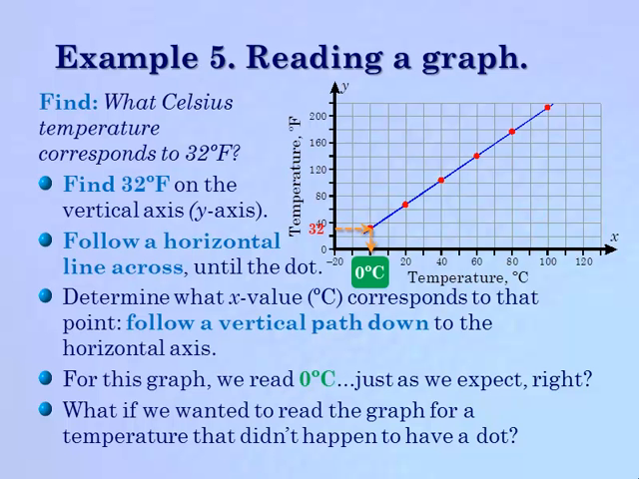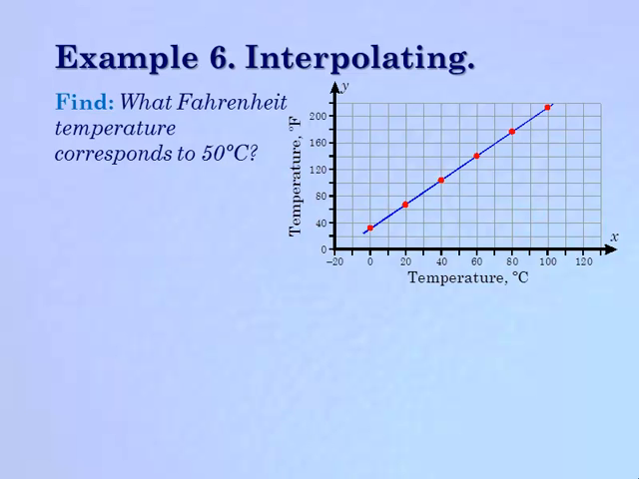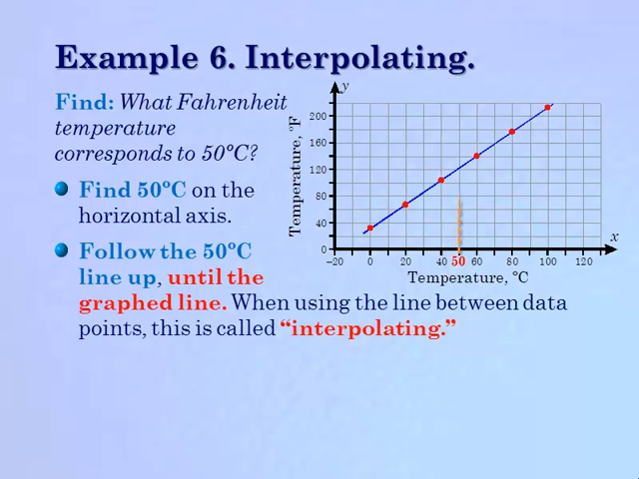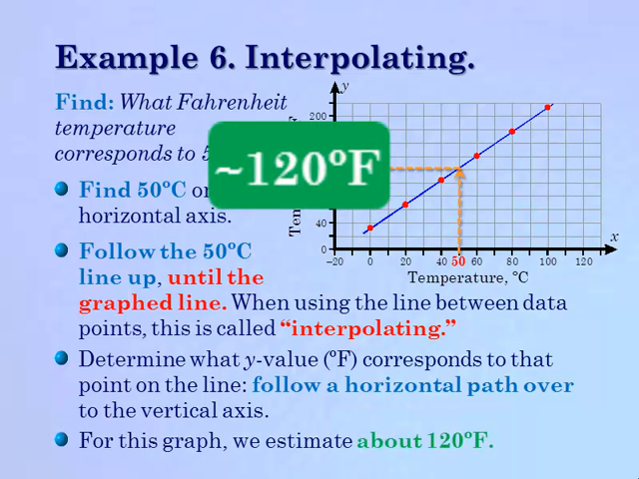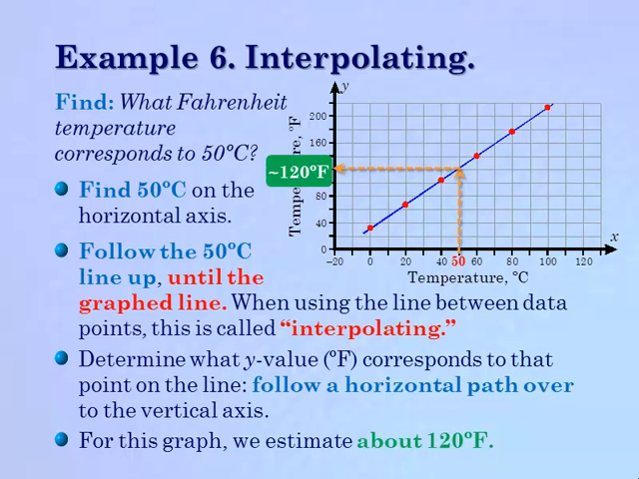So what if we wanted to read the graph for a temperature that didn't happen to have the dot there? Well, that's called interpolating. And what Fahrenheit temperature corresponds to 50 degrees Celsius? So this is an example that we can try interpolating. So we're going to find 50 degrees Celsius on the horizontal axis and move up just like we did before, this time until we hit the line, and we won't encounter a dot this time. We're going to have the line that goes in between two dots, and which truly represents the relationship between Fahrenheit and Celsius. And we call this interpolating, and we find that the Fahrenheit temperature that corresponds to that is about 120 degrees Fahrenheit. So again, it would be 50 degrees Celsius and 120 degrees Fahrenheit.